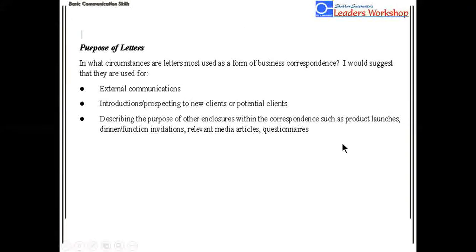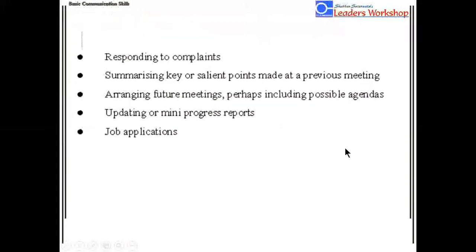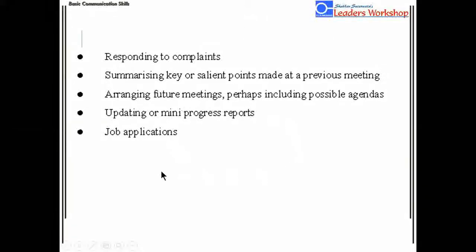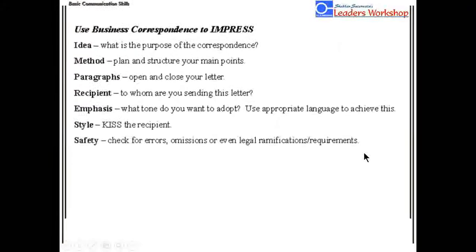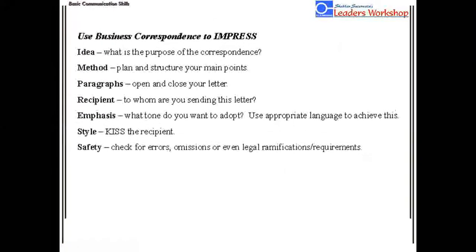Introduction or prospecting to new clients, or describing the purpose of other enclosures within the correspondence, such as product launches, dinner function invitations, and so on and so forth. Responding to complaints, you can use a letter summarizing the key points, arranging future meetings, updating progress reports, and also job applications. Letters can be of good use. Use of business correspondence to impress.